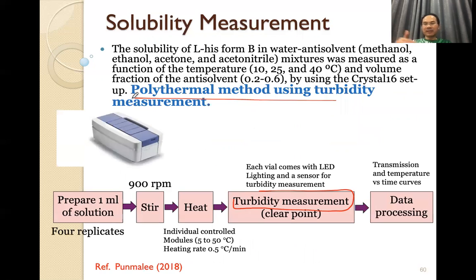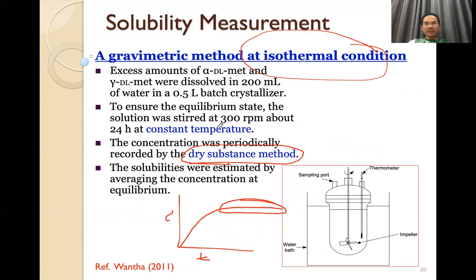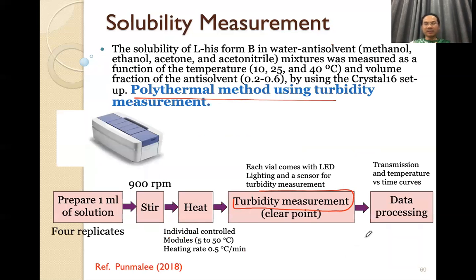And it's different from the isothermal method. For the isothermal method, you fix the temperature and calculate the concentration. This concentration is the saturation at the constant temperature. It's the isothermal condition. This is the polythermal condition.